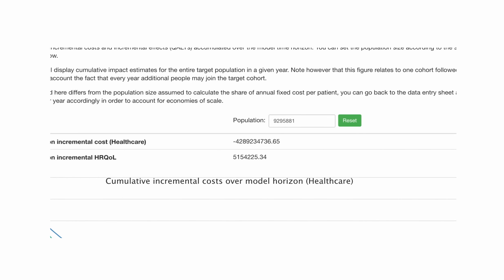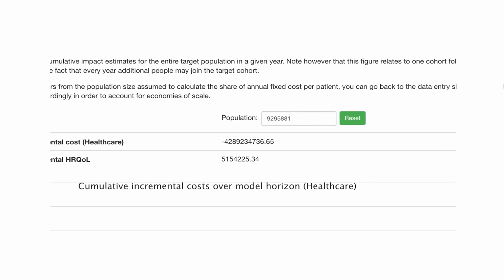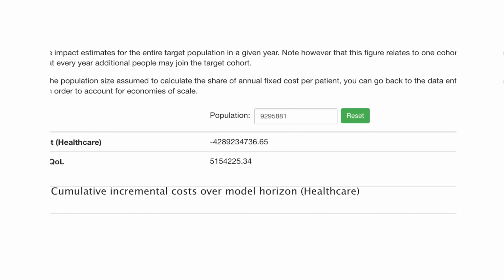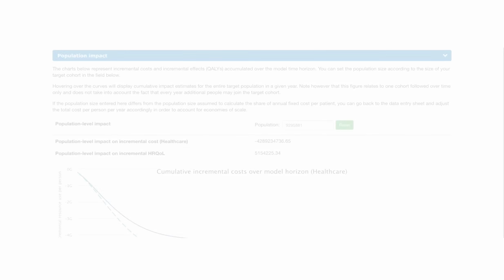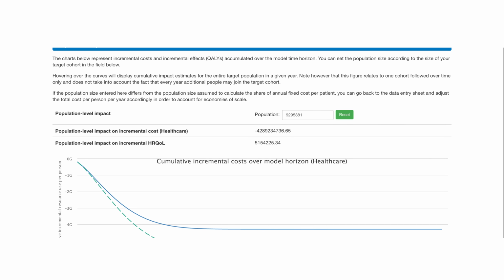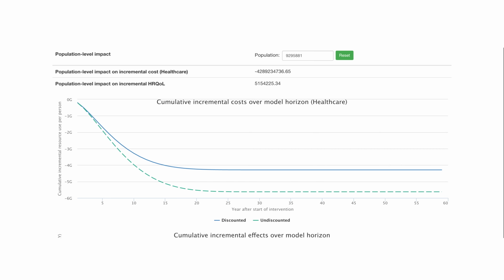Looking at the table, the population level impact on incremental cost value displayed here is simply the incremental cost value found in the previous cost effectiveness table, multiplied by the population number you specified. Similarly, the population level impact on incremental HRQOL value is the incremental effects value found in the previous cost effectiveness, multiplied by the population number. The two graphs show the incremental costs and effects per person accumulated over a time period. This time period represents the number of years a patient uses the intervention.